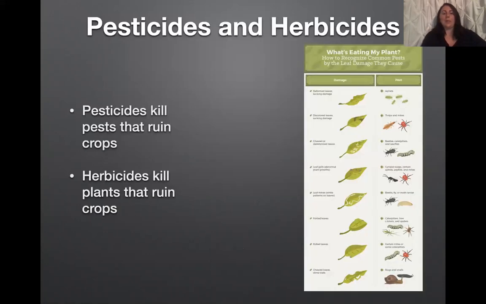So what exactly are pesticides? They are chemical or biological agents that incapacitate, kill, or otherwise deter pests from ruining crops. Herbicides are a type of pesticide, but they are specifically designed to kill or deter plants from ruining crops. So that could be like weeds or unwanted flowers or anything that would take away nutrients from the crops or otherwise harm them in any way.